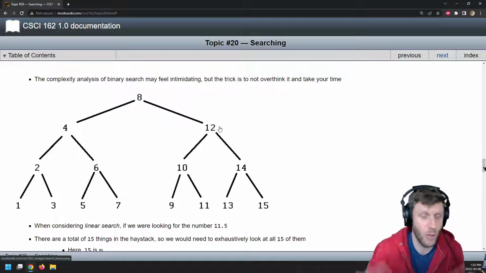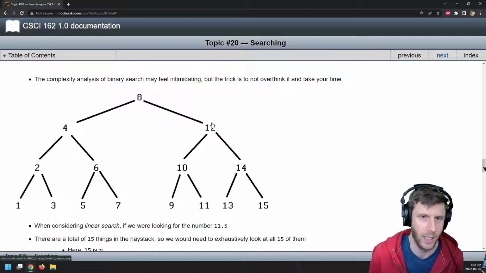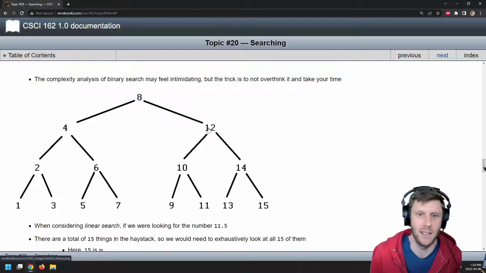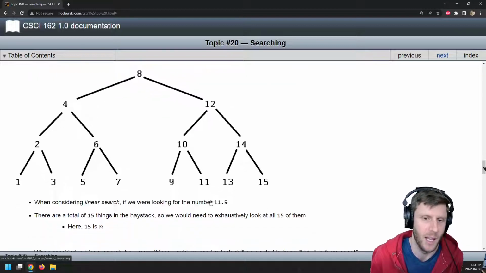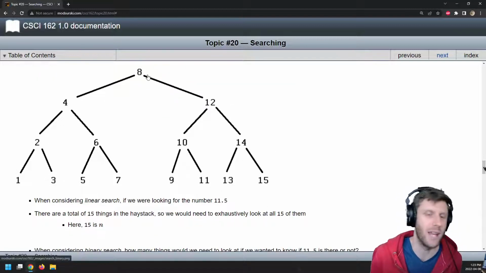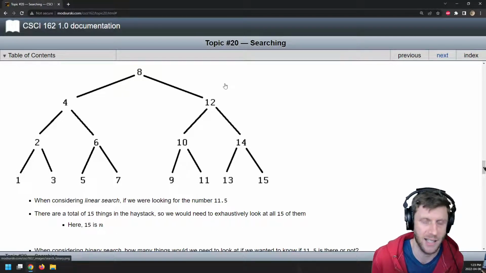If it is, great, we're done. Otherwise, keep going. And the worst case scenario is we have to go all the way down the tree to one of these little leaves, we call these things. If I go, okay, is it 8? Is it 12? Is it 10? Is it 11? Let's say it was 11, or it was 11.5 and it's not there. Either way, the worst case scenario, I have to ask 1, 2, 3, 4 questions.